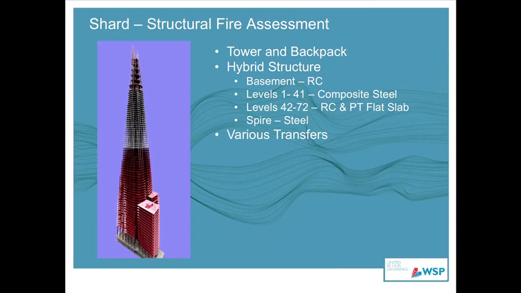The building necessitates various transfers. The column spacings on the outside increase as we go down into the commercial offices, so that necessitates transfers at various parts of the building. Where the tower meets the backpack, we need to transfer columns out to get a better ratio of columns on the commercial office floor plates. So there are various transfers within the building. And that's normal for most tall buildings.